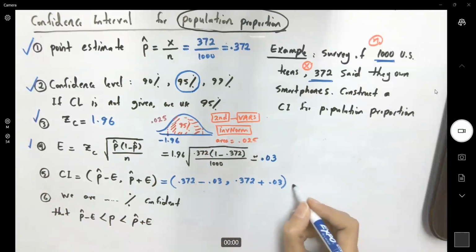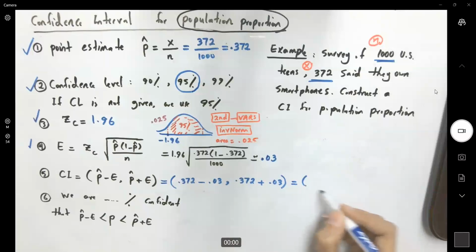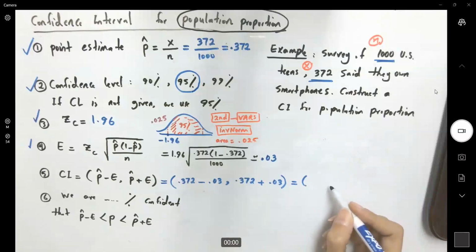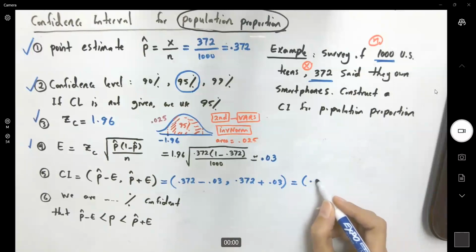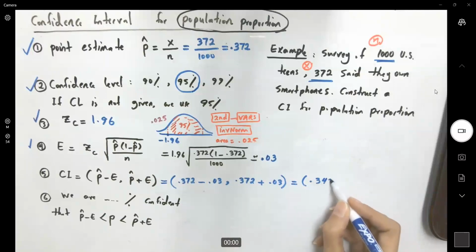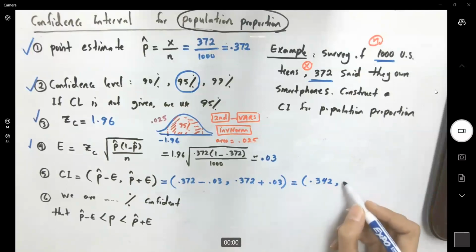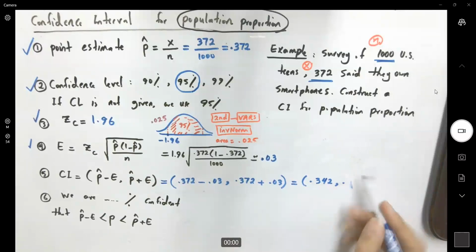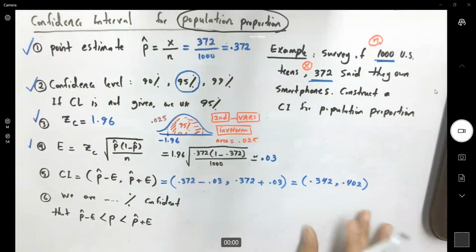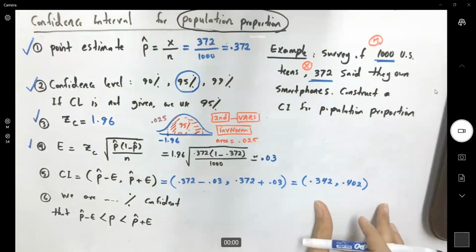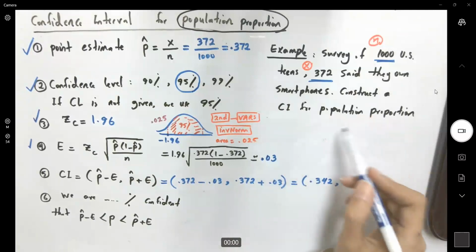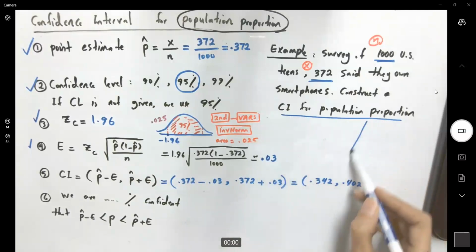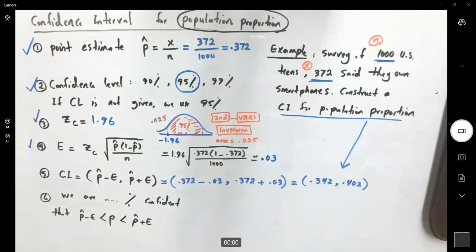So if we just use approximation, it seems like we have 0.342 and here we have 0.402. So what's the meaning of that? This is the confidence interval for population proportion. But what is the interpretation here?